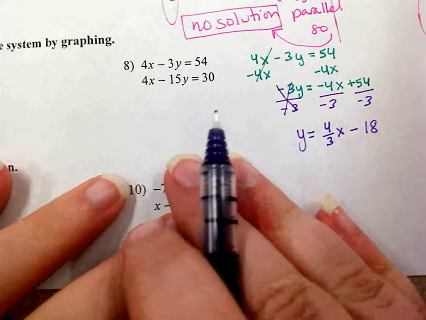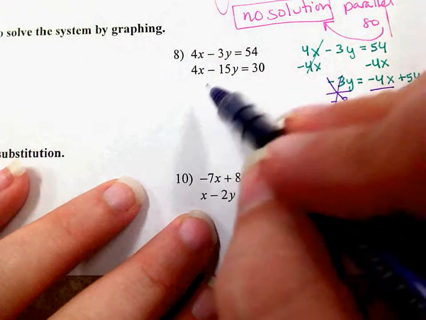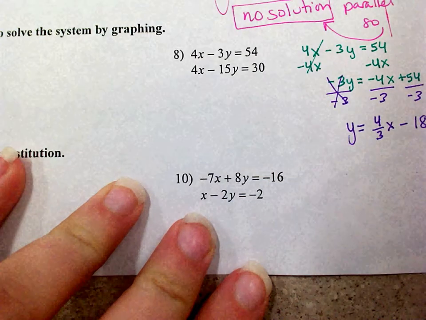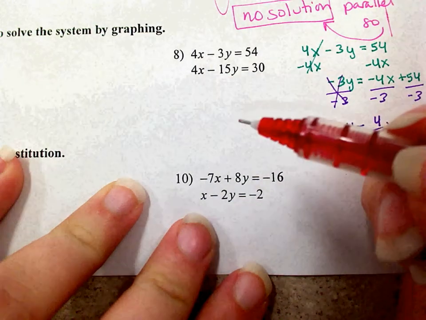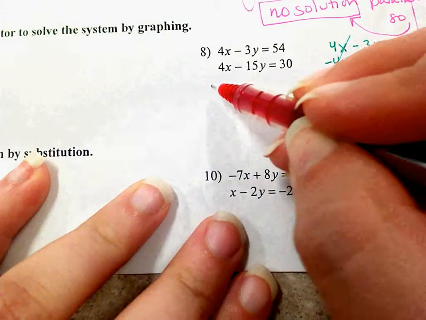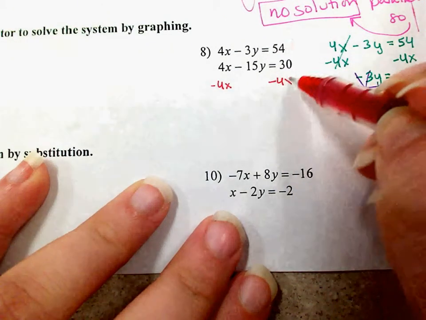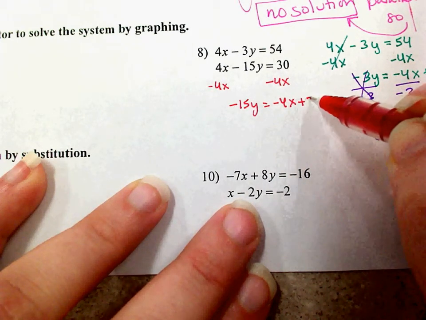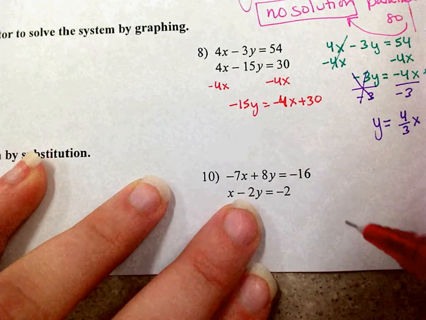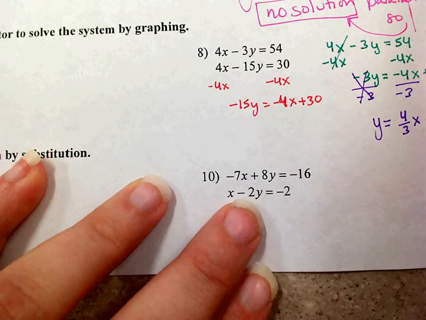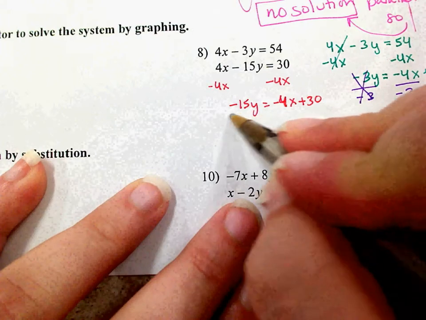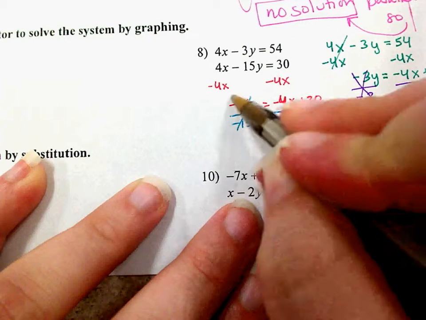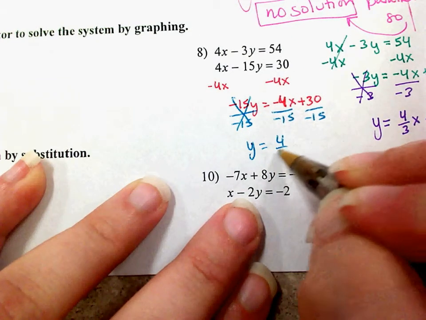Now I need to solve this equation, right? So how do I get y by itself? Shall we subtract 4x again? It's just in this case, negative 15y equals negative 4x plus 30. What do I need to do? Divide by negative 15. So y equals a positive 4/15 x minus 2.